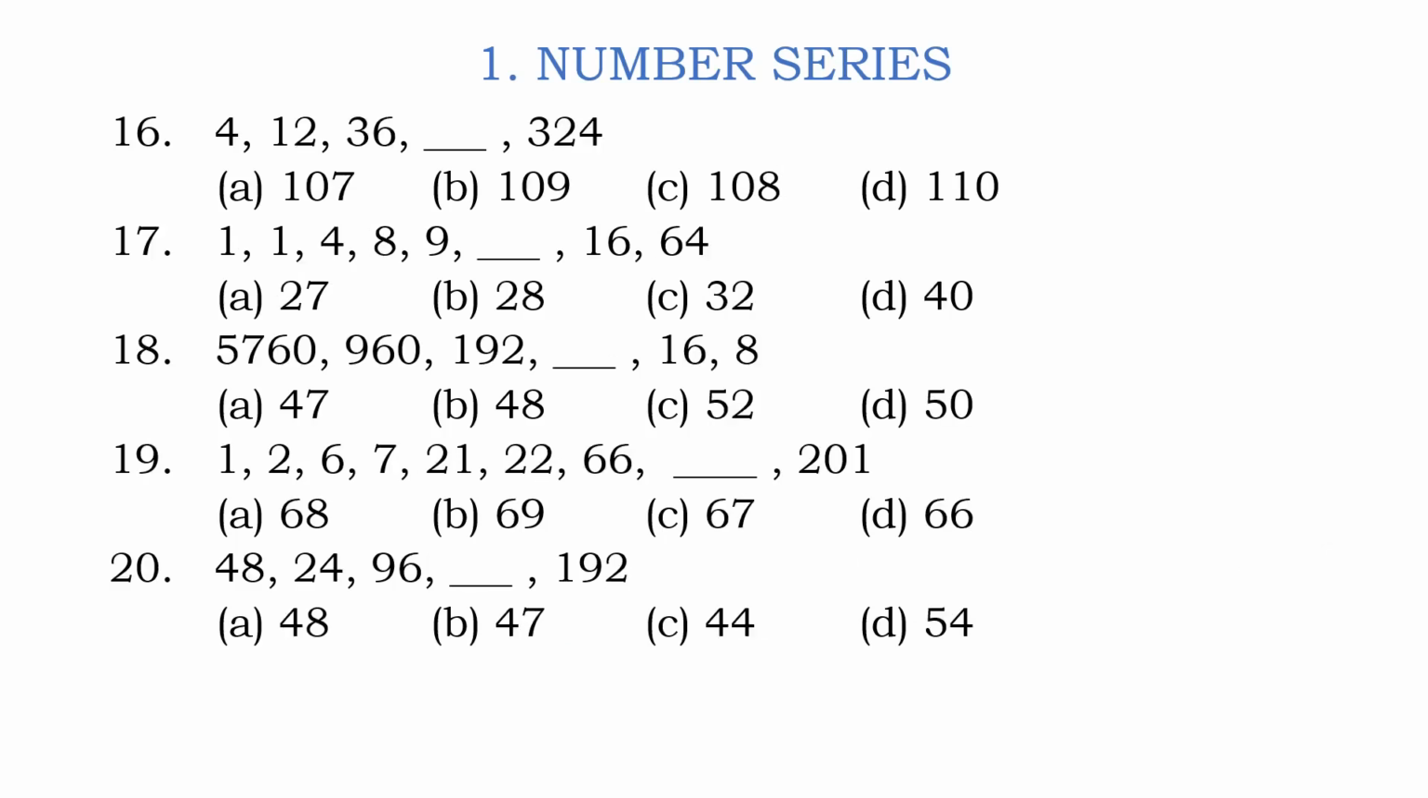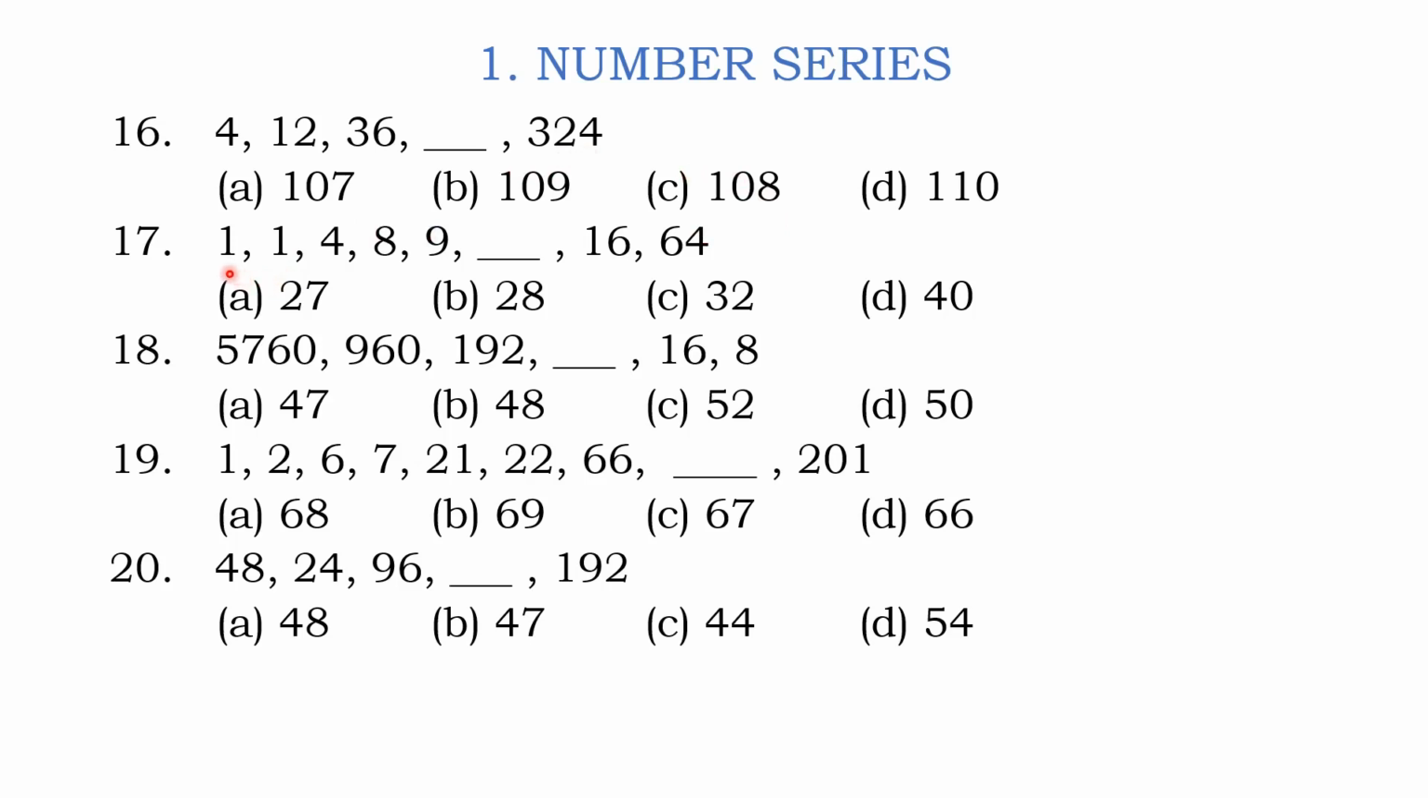And moving on to the next problem, we have 4, 12, 36, blank, 324. Here 4 into 3 is 12, 12 into 3 is 36. So the next number should be 36 into 3, which is 108. 108 into 3, 324. So the answer is 108, which is C.